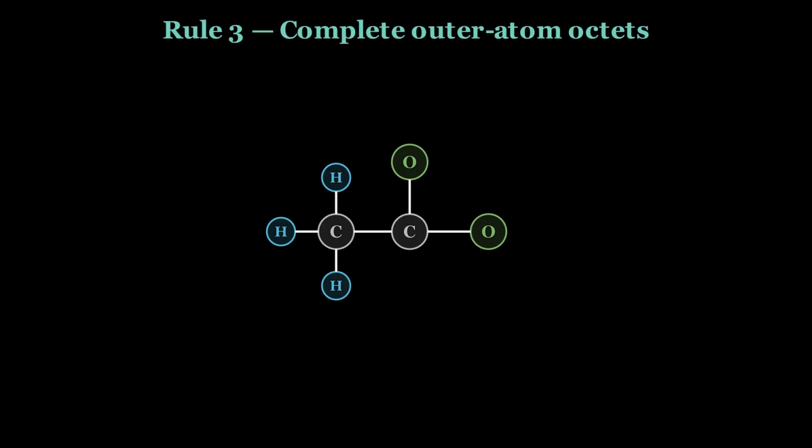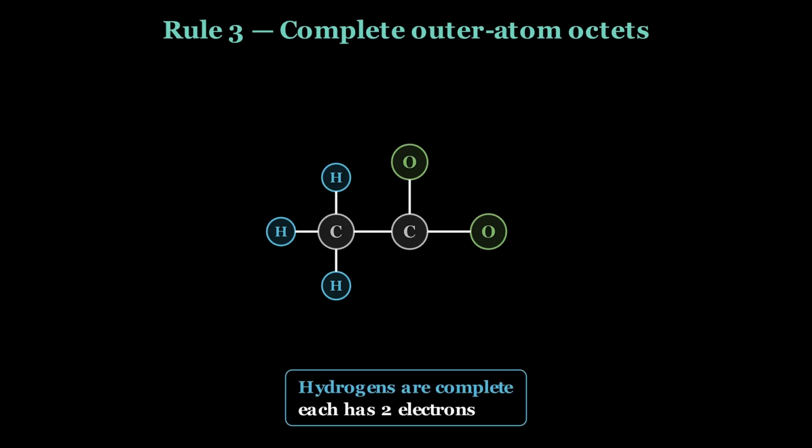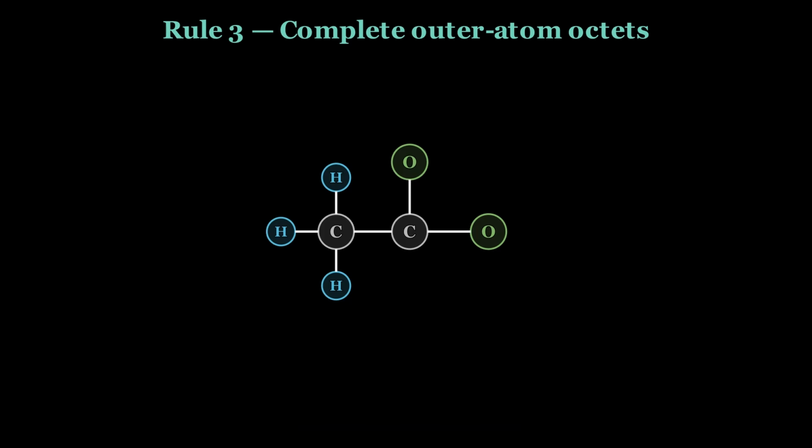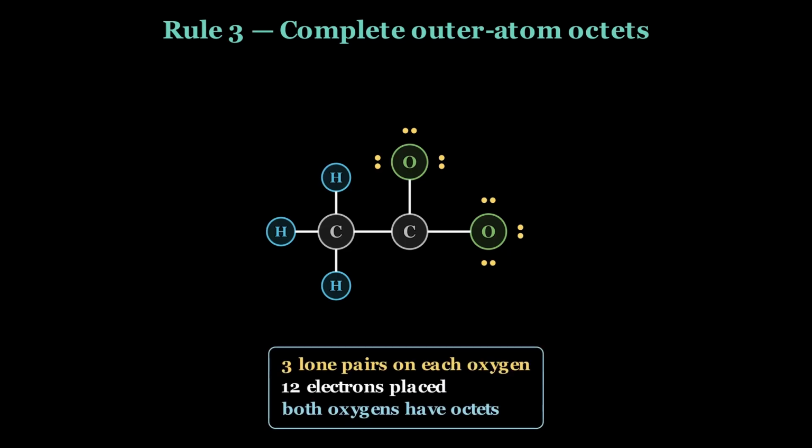Rule 3. Complete the octets for the outermost atoms first. The 3 hydrogens are already finished since hydrogen only wants 2 electrons in its outermost shell. That leaves the 2 oxygens. We place the 12 remaining electrons on them. 3 lone pairs on each oxygen and all 12 are now used up. Each oxygen now has 8 electrons.